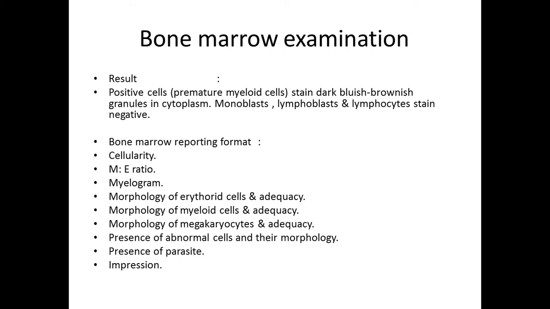Finally, what is the impression? That is, what is the probable diagnosis? So that is how a bone marrow is reported. First, cellularity, myeloerythroid ratio, a myelogram, and comments about erythroid, myeloid, and megakaryocytes, and then presence of abnormal cells and presence of parasite.